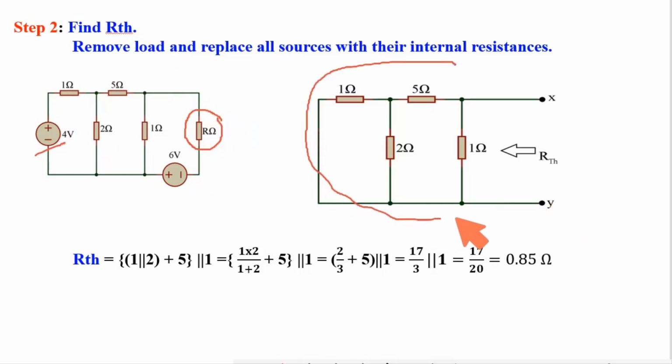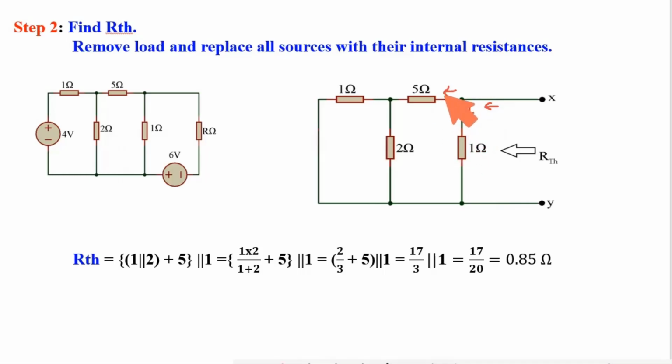So this is the circuit to find out RTH. What is happening here? If we move towards this, we will get two paths. This is one path, this is another path. So these two are parallel. Again, this path here is divided into two paths. This is one path, this is another path. So these two are in parallel. The equivalent of that will be in series with 5, and the equivalent of those is in parallel with 1.